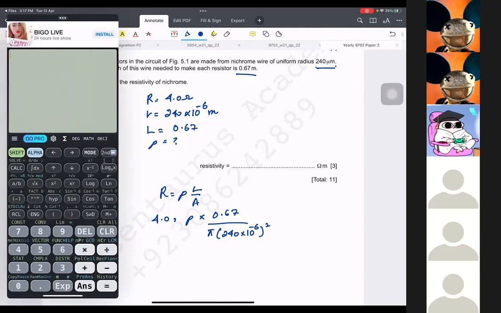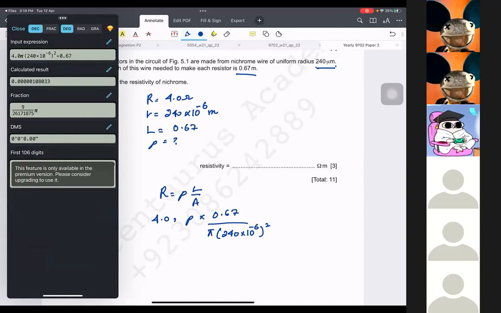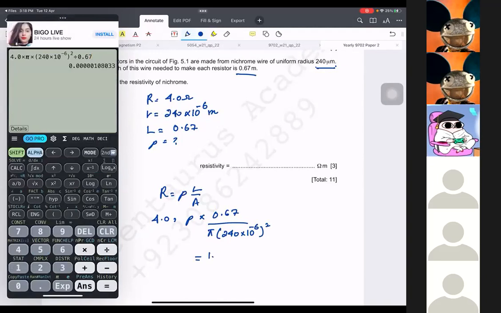So then what you need to do is 4 times pi times 240 times 10 to the power minus 6 squared, okay, this seems very strange to me, but let's stick to it for now. This multiplies and then divided by 0.67. So this is about 1.08 × 10⁻⁶ ohm meters. You can write it as 1.1 as well if you like. Okay, so everybody understands this?